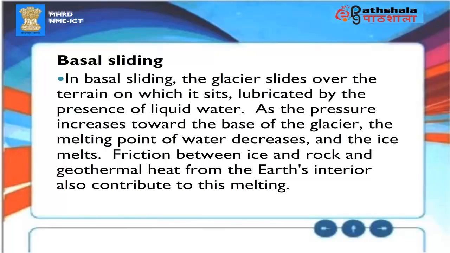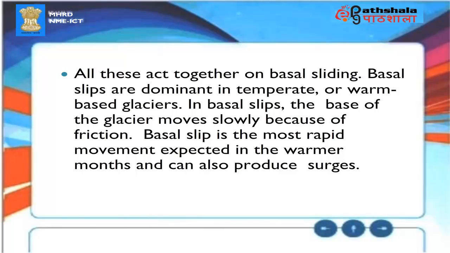Basal sliding. In basal sliding, the glacier slides over the terrain on which it sits, lubricated by the presence of liquid water. As the pressure increases toward the base of the glacier, the melting point of water decreases and the ice melts. Friction between ice and rock and geothermal heat from the Earth's interior also contribute to this melting. All these act together on basal sliding.